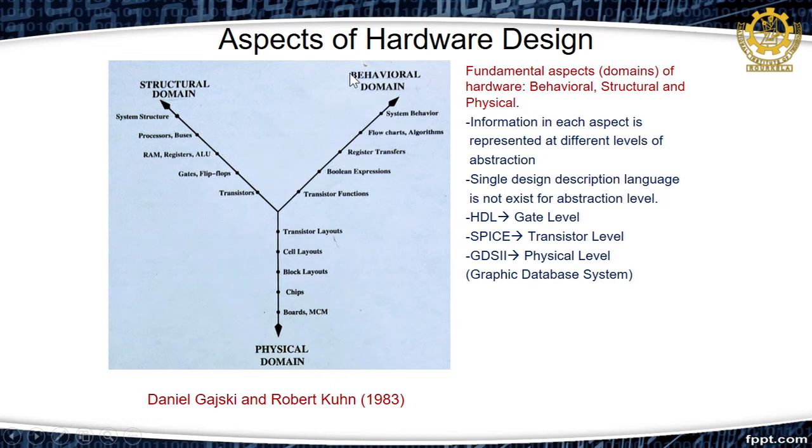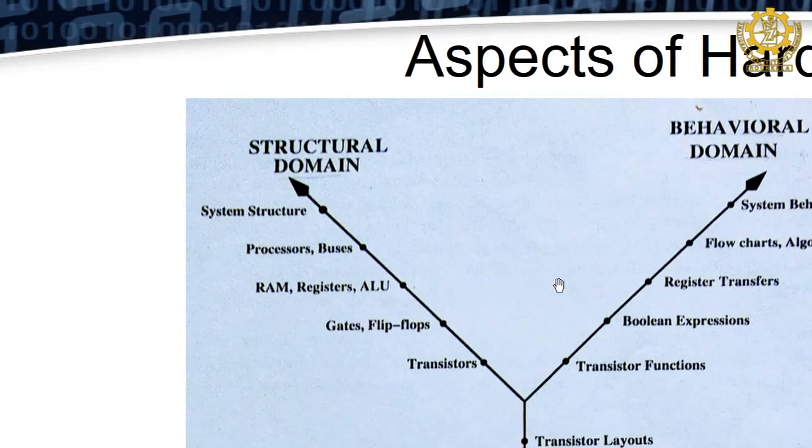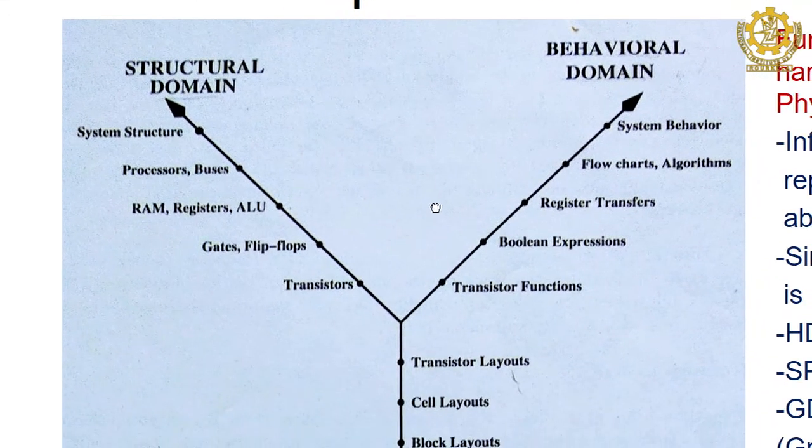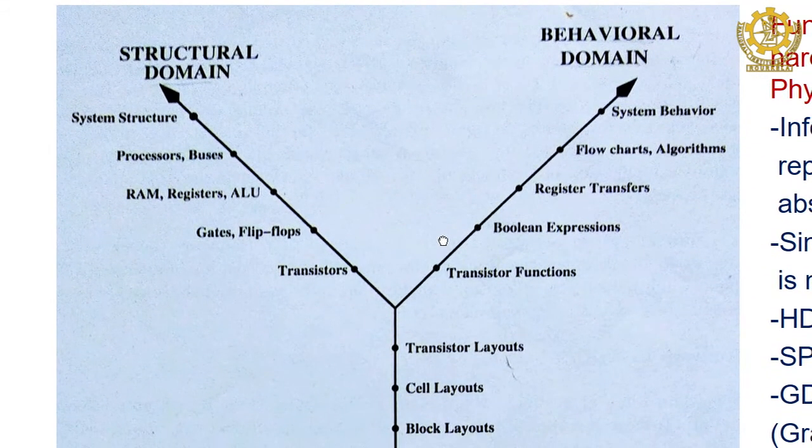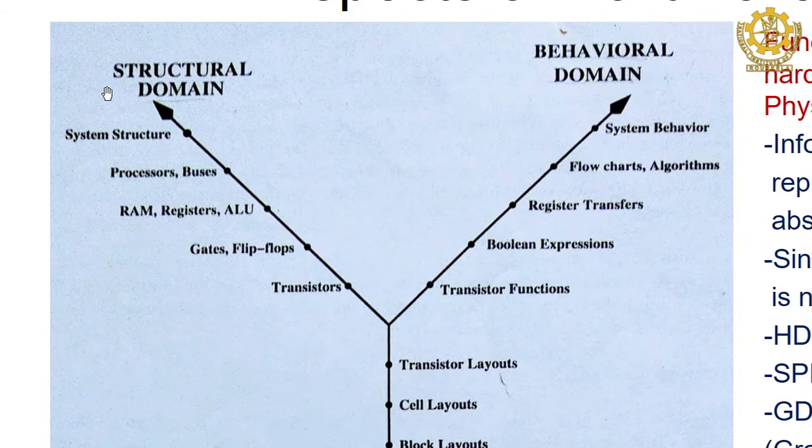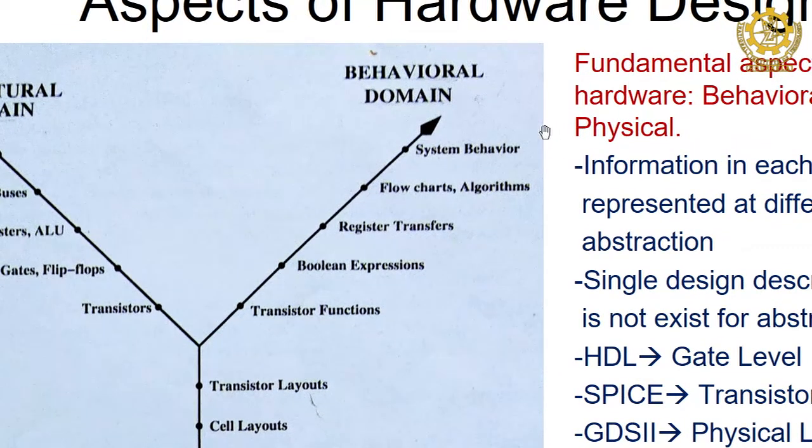So here Daniel Gajski and Robert Kuhn in 1983 represented one chart called the Gajski Y chart. It incorporates the entire three domains of VLSI design. Okay. So, first start from the behavioral domain.